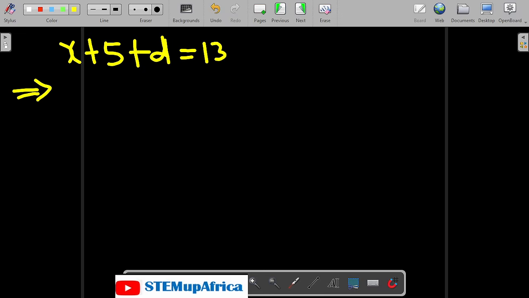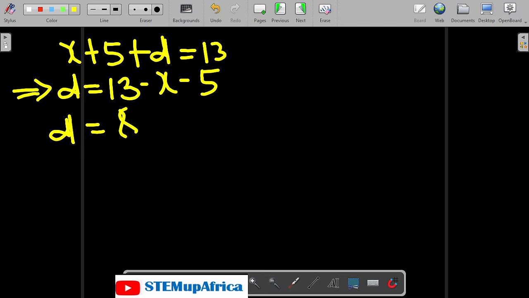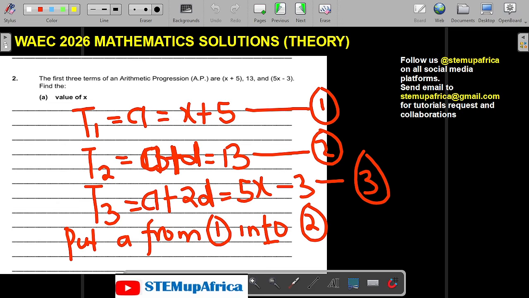So let me make d the subject of the formula. My d will be 13 minus x minus 5. D will give us 8 minus x. So let's call this equation 4. So let's put the value of d from 4 and a from 1 into equation 3.